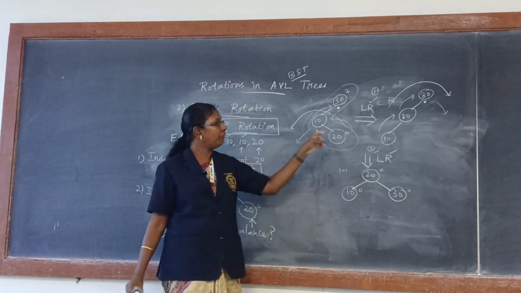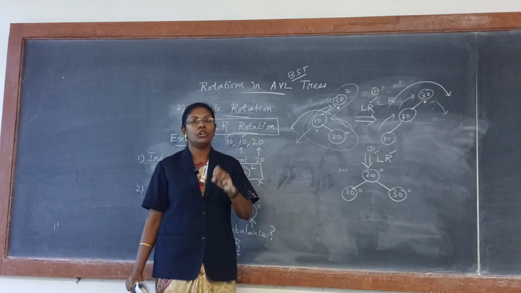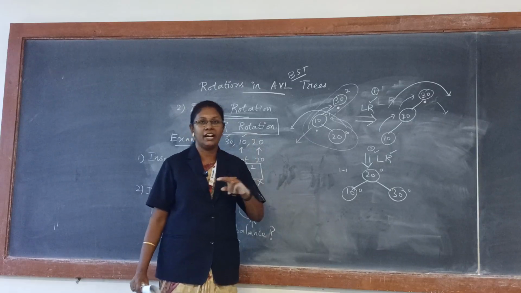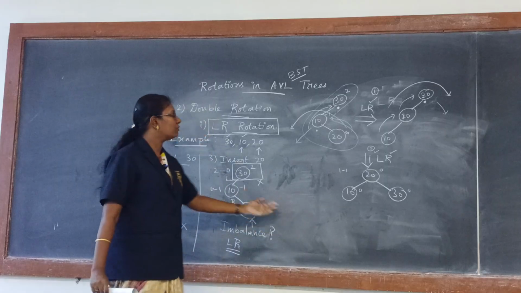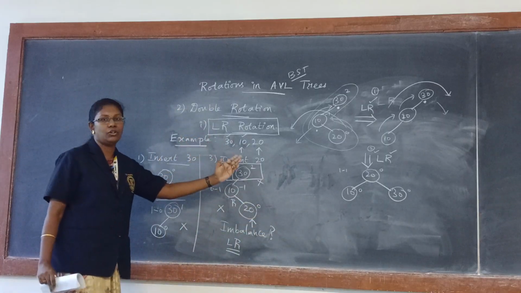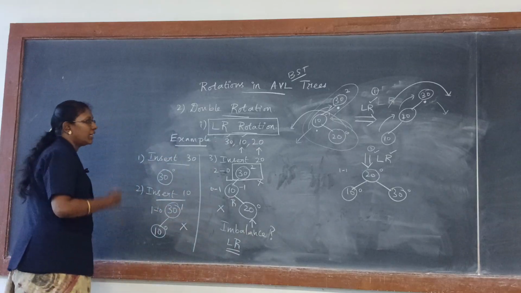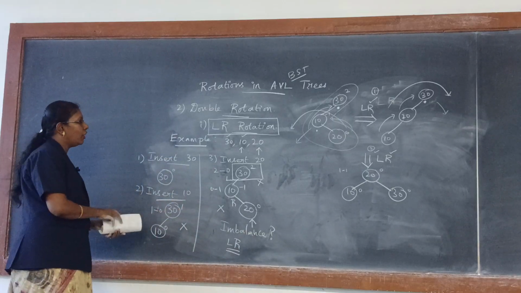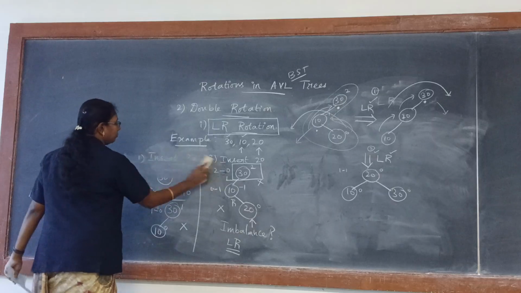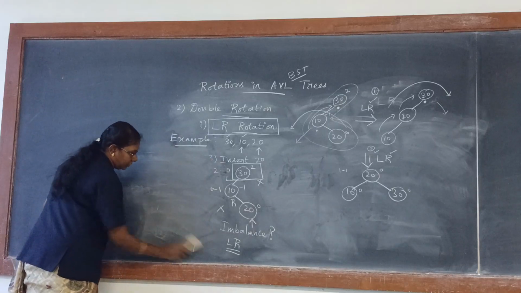That means the first one is right and the second one is left. So 2 rotations are needed to make the tree balanced. That's why we call this LR rotation a double rotation. Okay. So now I'm going to explain the second category of the double rotation called RL rotation.